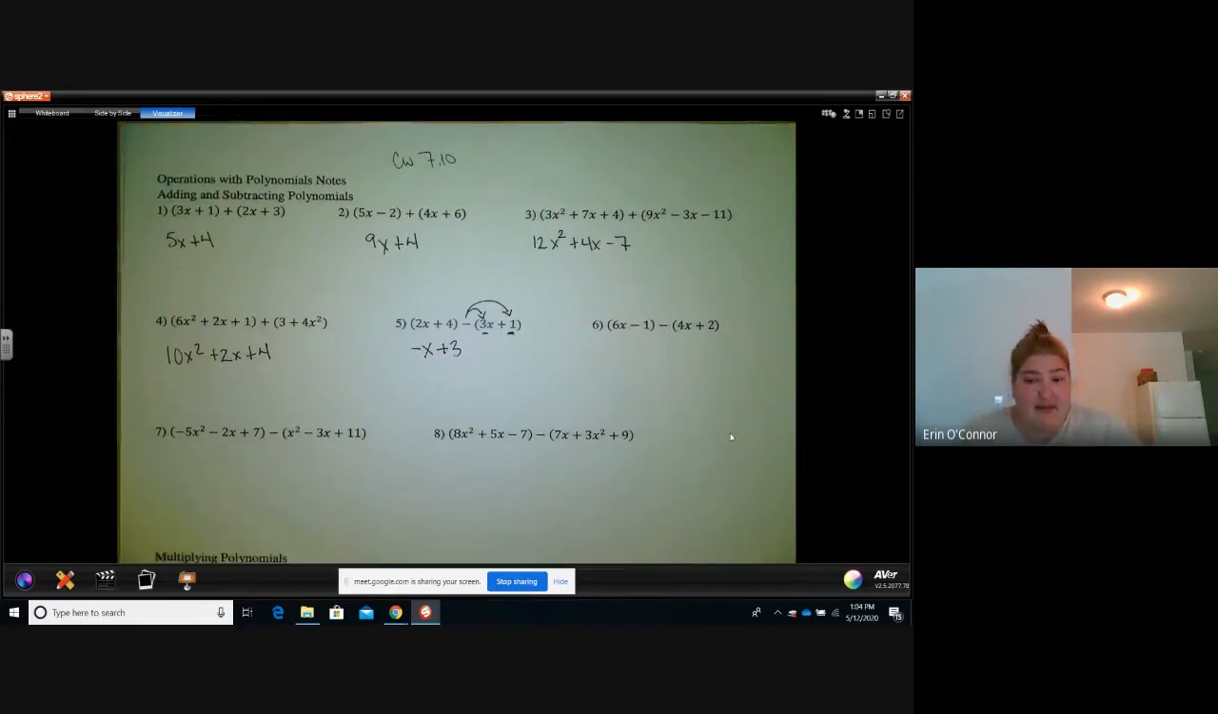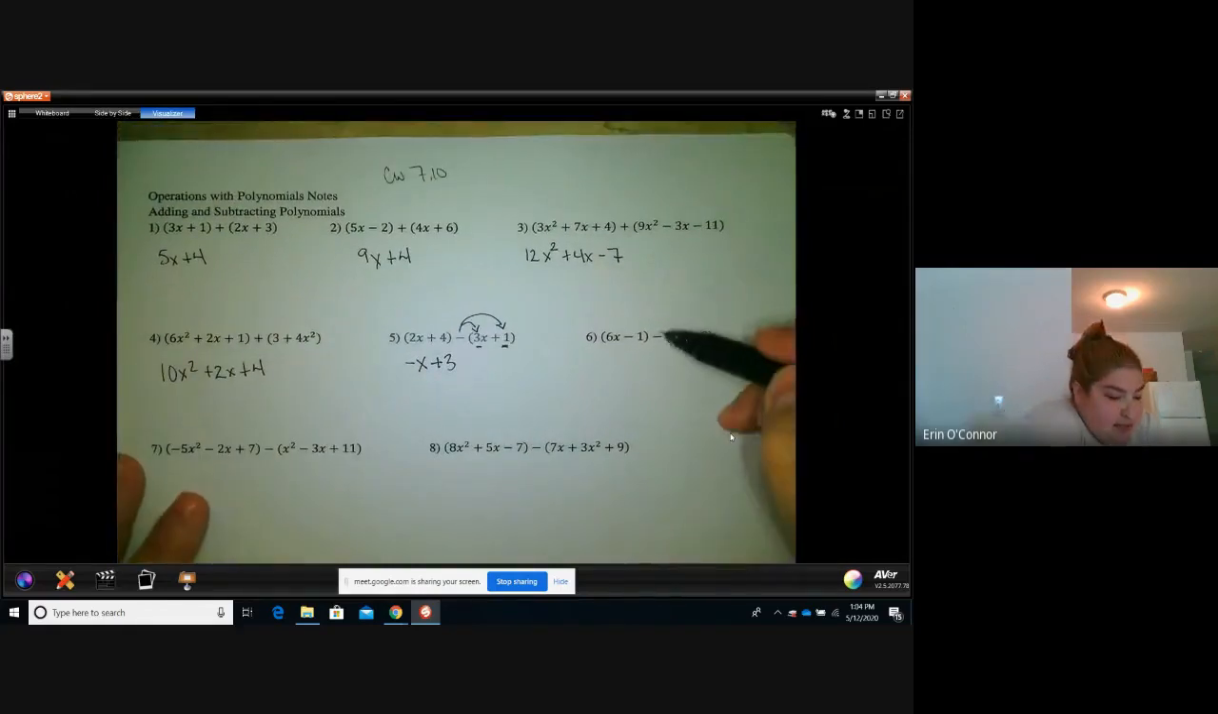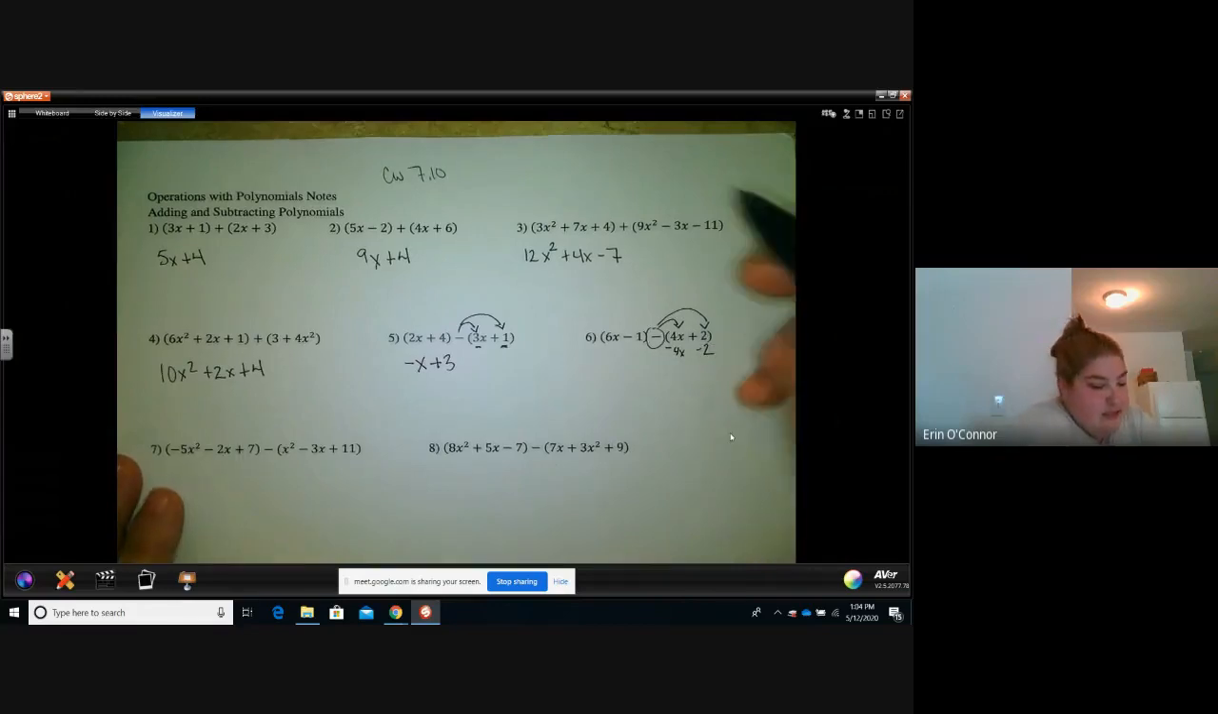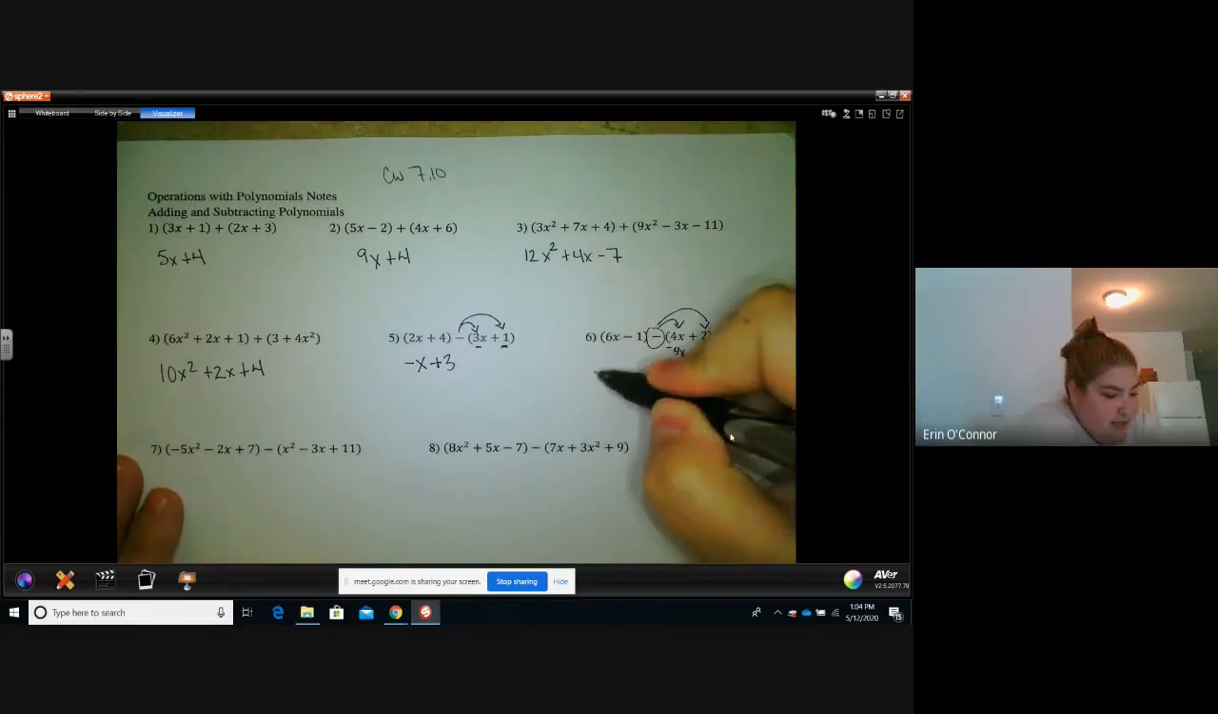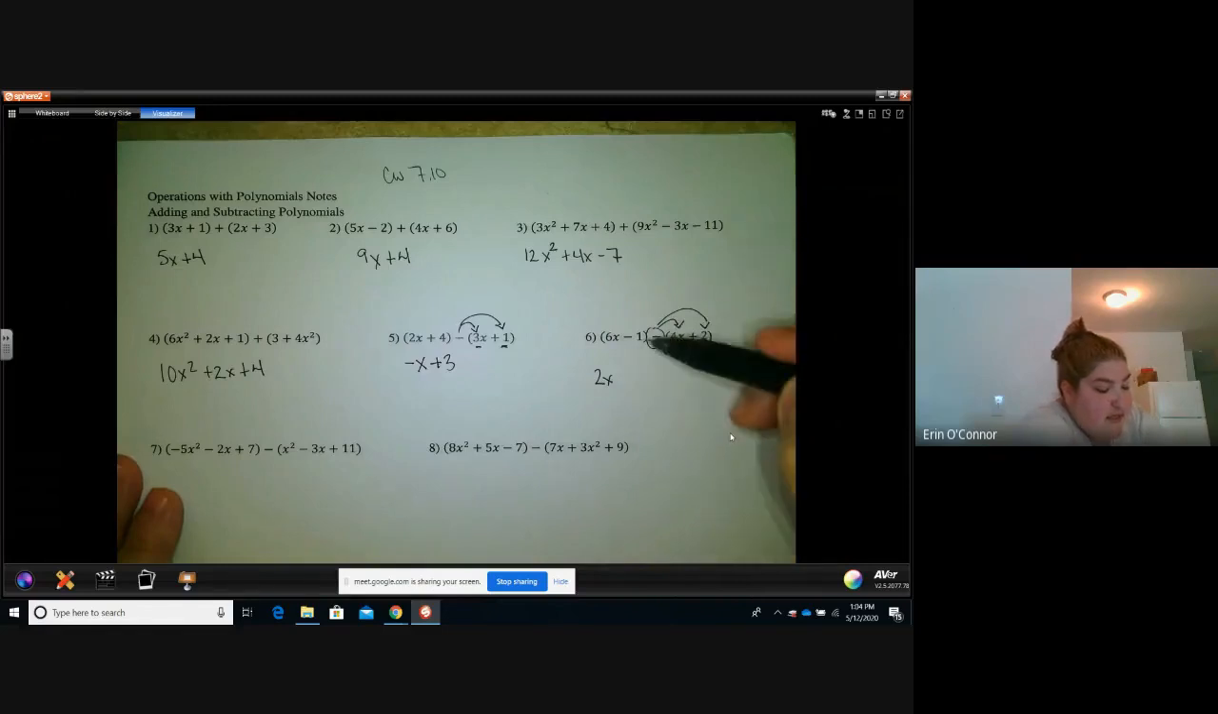Now we're going to do the same thing for the next one. This negative is distributing to both the 4x and the 2, making this a negative 4x and a negative 2. So 6x minus 4x is 2x. Negative 1 minus 2 is minus 3.